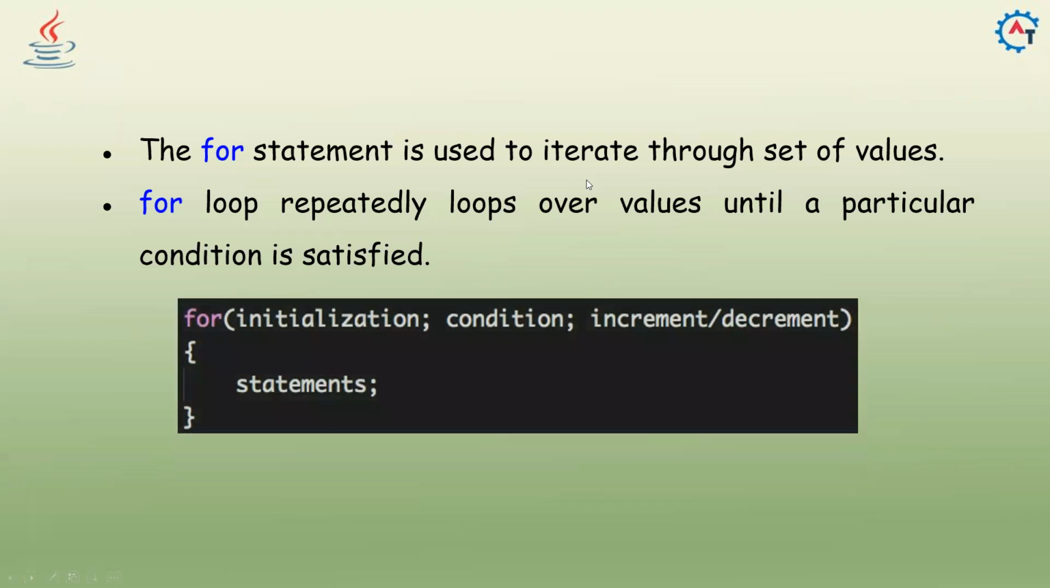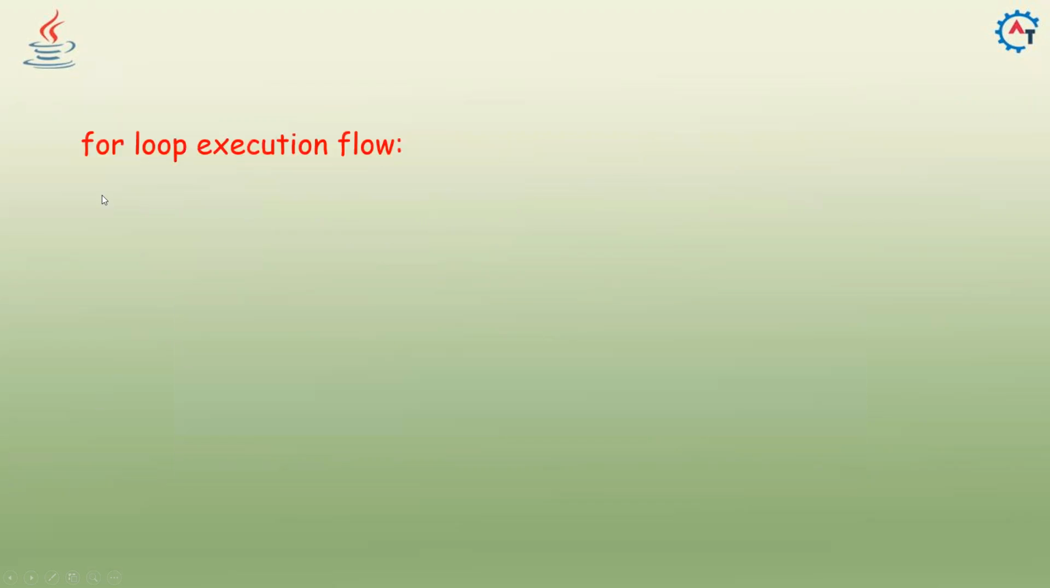So how does it look? In the brackets, you have three parts: initialization, semicolon, condition, semicolon, increment or decrement, and then inside that you will have the statements. Okay. What will the for loop execution flow be?